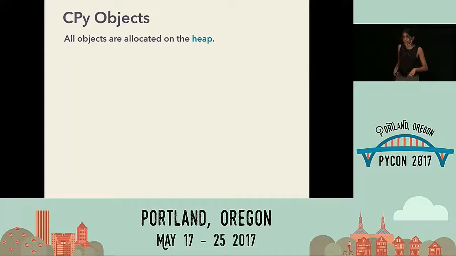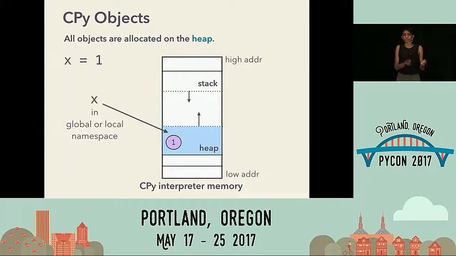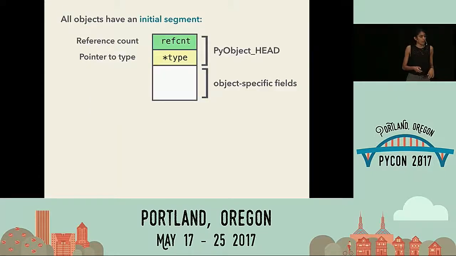First up, CPython. CPython allocates and stores all objects on the heap. So for example, when you do x is equal to 1, an object with the value 1 is created on the heap, and the name x is bound to it in the current namespace. What do these objects look like? Well, all of these objects have a common header that stores metadata about the object, and this header contains the ref count, the reference count. This comes down to how Python manages memory, and we'll come back to it.